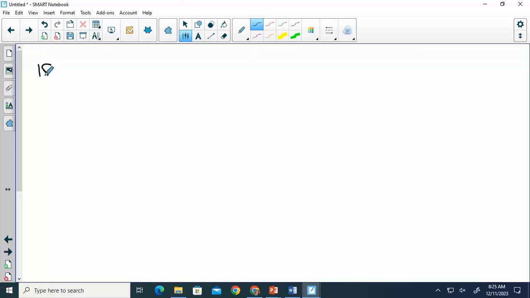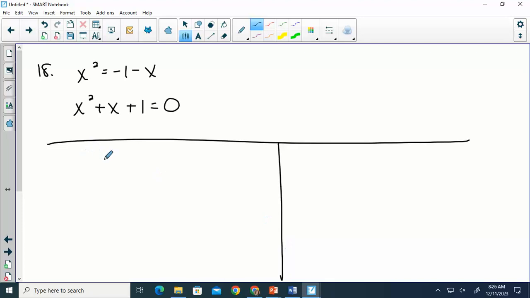18. So if I want to set it equal to 0, we add the x, add the 1. Is there anything that multiplies to 1 and adds to 1? No. So what are my two options? Alright, let's try it both ways. So if we did quadratic. And again, you're picking your method, I don't care. Are you going to do that on the test too?